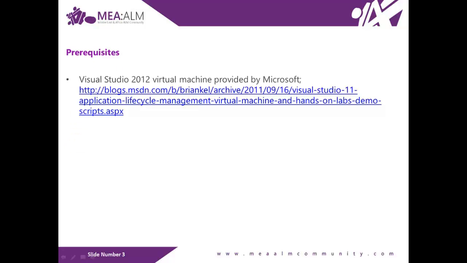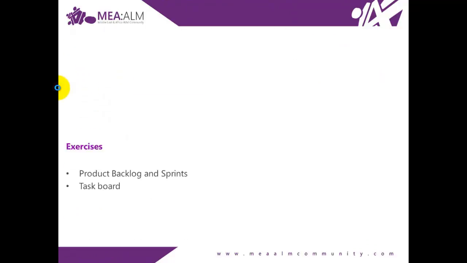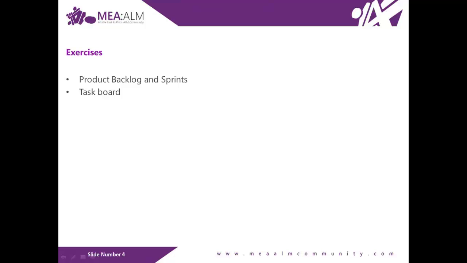In order to complete this lab, you will need the Visual Studio 2012 virtual machine provided by Microsoft. If you don't have this virtual machine by now, please use this link to download it. This hands-on lab includes the following exercises: product backlog and sprints, task board.